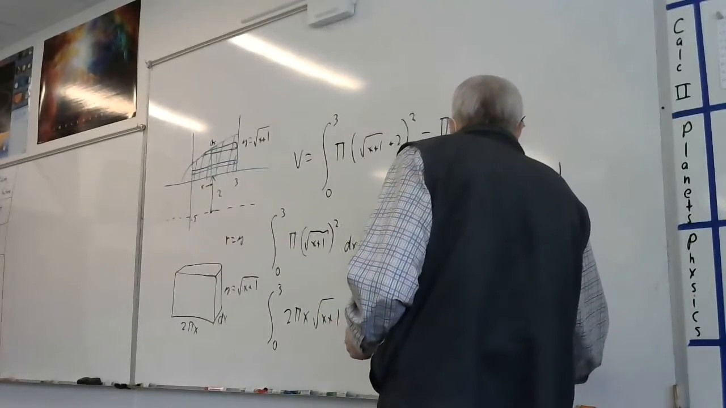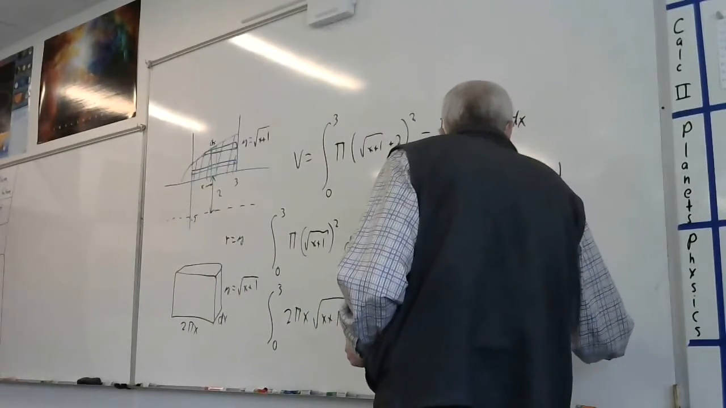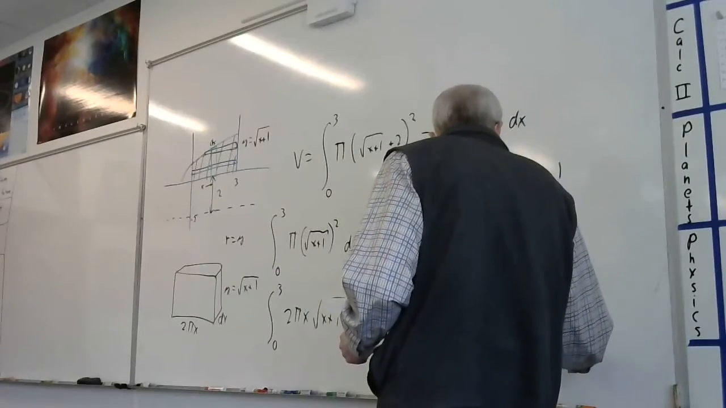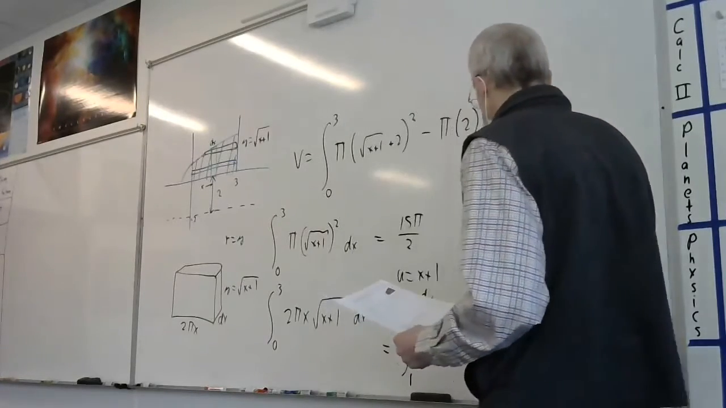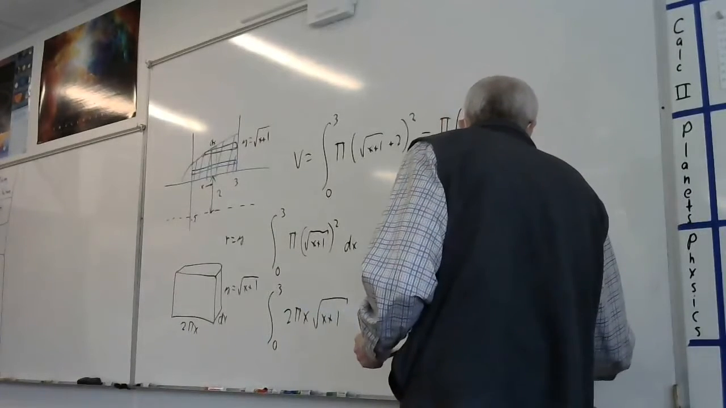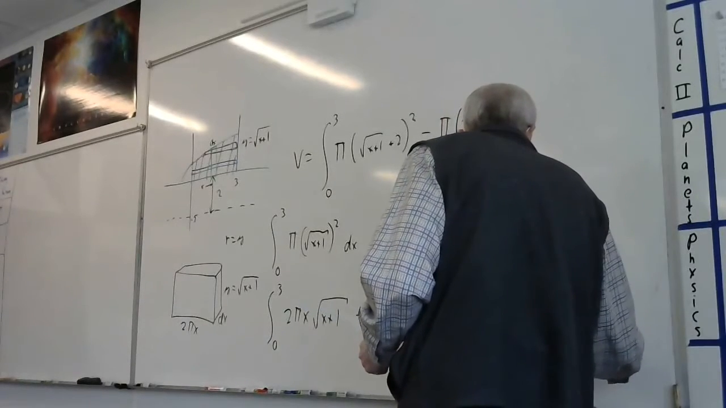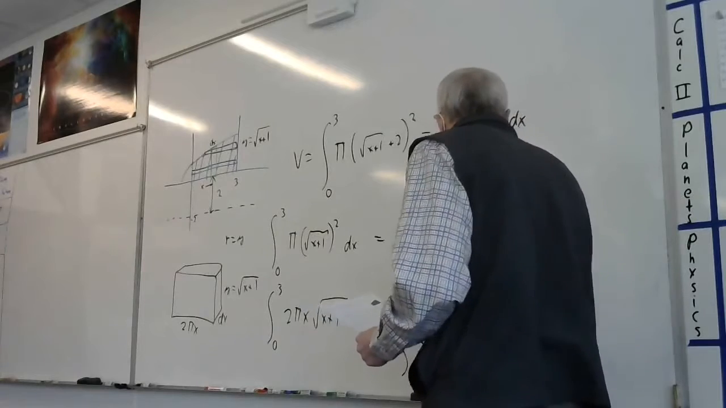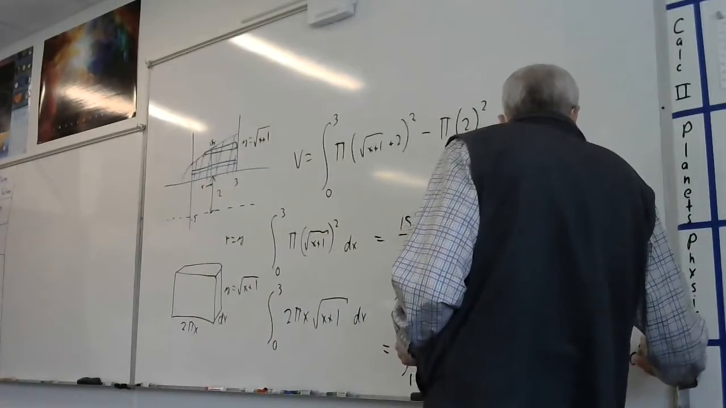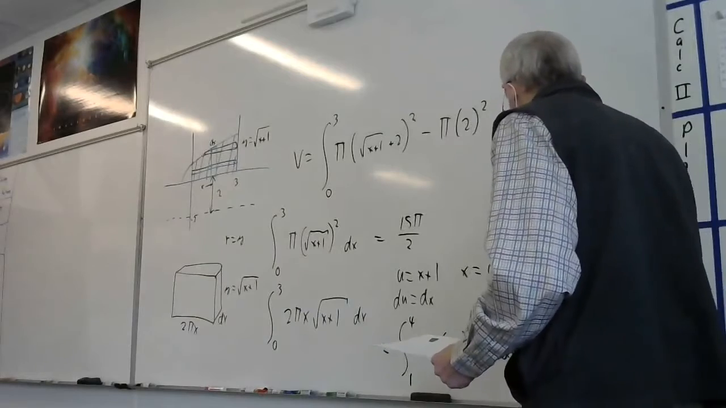I'll do one more step here. So that's the integral from 1 to 4. We'll pick the 2 pi out in the front. Square root of u times u is u to the 3/2. Square root of u times minus 1 is minus u to the 1/2, du, from 1 to 4.